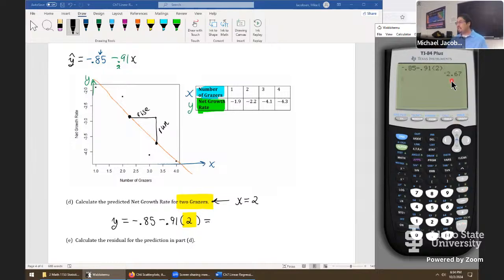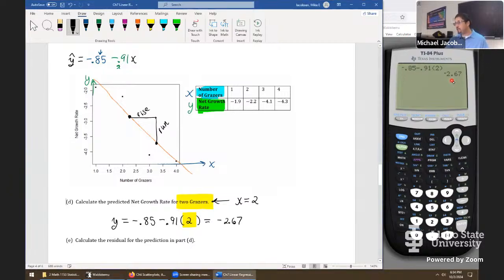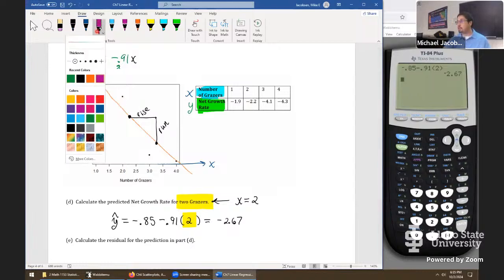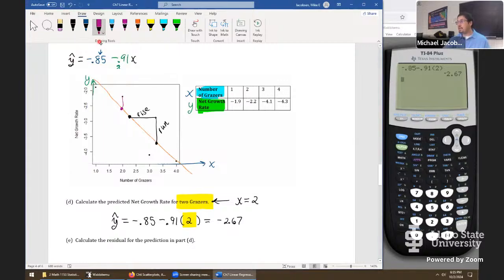And we get this. Predicted net growth rate is negative 2.67. And one thing I didn't do is I didn't put my y hat on there. Again, that's not required, but it's good to put on there just to emphasize that's the predicted value. Let's take a look. The actual value is negative 2.2. So at a 2 value here, 2 grazers, we got negative 2.2. It's this number up here. But the model gave us that number over here.